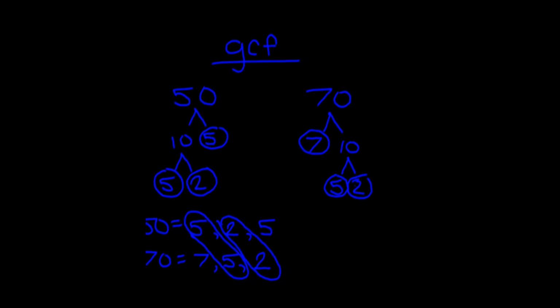Right here. So the 7 in 70 can be marked out because there's no matching 7 in the 50 prime factorization. And we can mark out the 5 because there's no other matching 5 in the 70 prime factorization. So we see that we have a pair of 5s and a pair of 2s. So now all you have to do is multiply them together. And that equals the greatest common factor, which is 10. So that's the greatest common factor of 50 and 70.